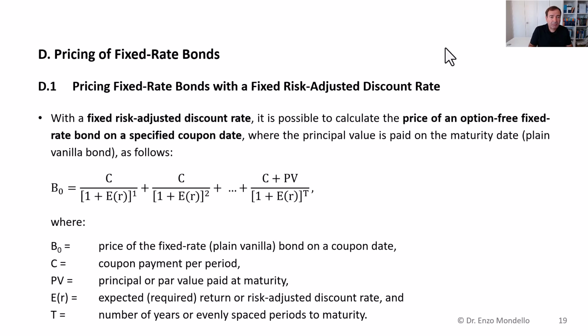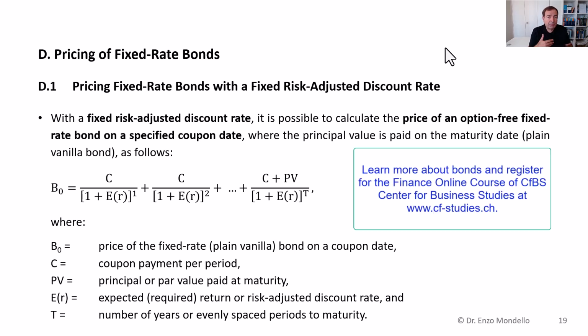Let's continue with the pricing of fixed rate bonds. In this class, we discussed the pricing of fixed rate bonds with a fixed risk-adjusted discount rate. So the pricing of an option-free fixed rate bond is carried out with a cash flow model, and to calculate the bond price, the expected cash flow, consisting of the yearly coupons and the par value at maturity, are discounted back with the expected return.